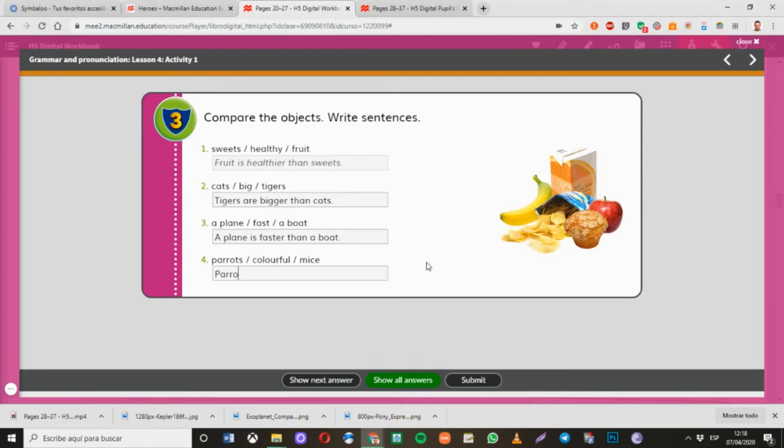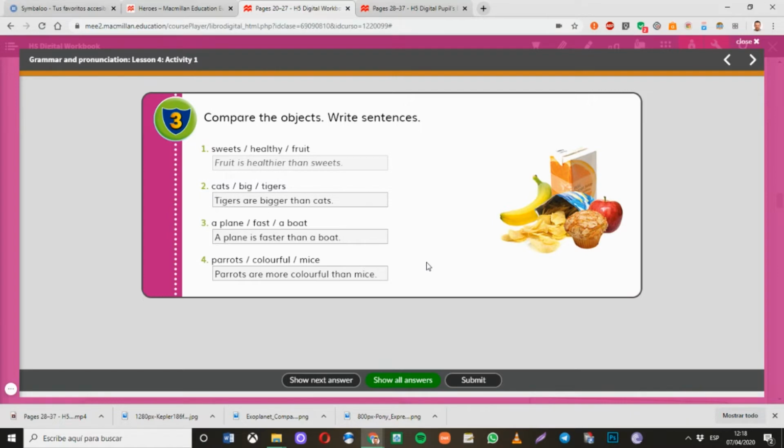Parrots are more colorful than mice. Okay? Los loros son más coloridos que los ratones. Parrots are more colorful than mice. Okay.